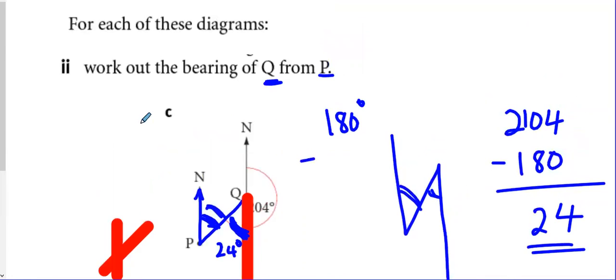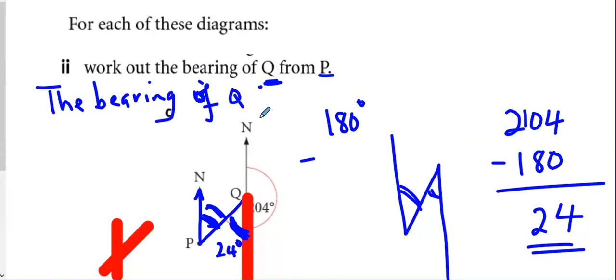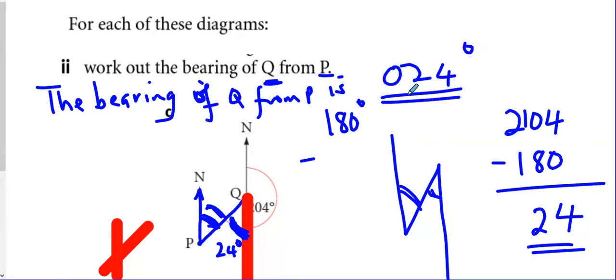But how do we write that? The bearing of Q from P is, don't write 24 degrees like that, put a 0 because bearing is a 3-digit number.